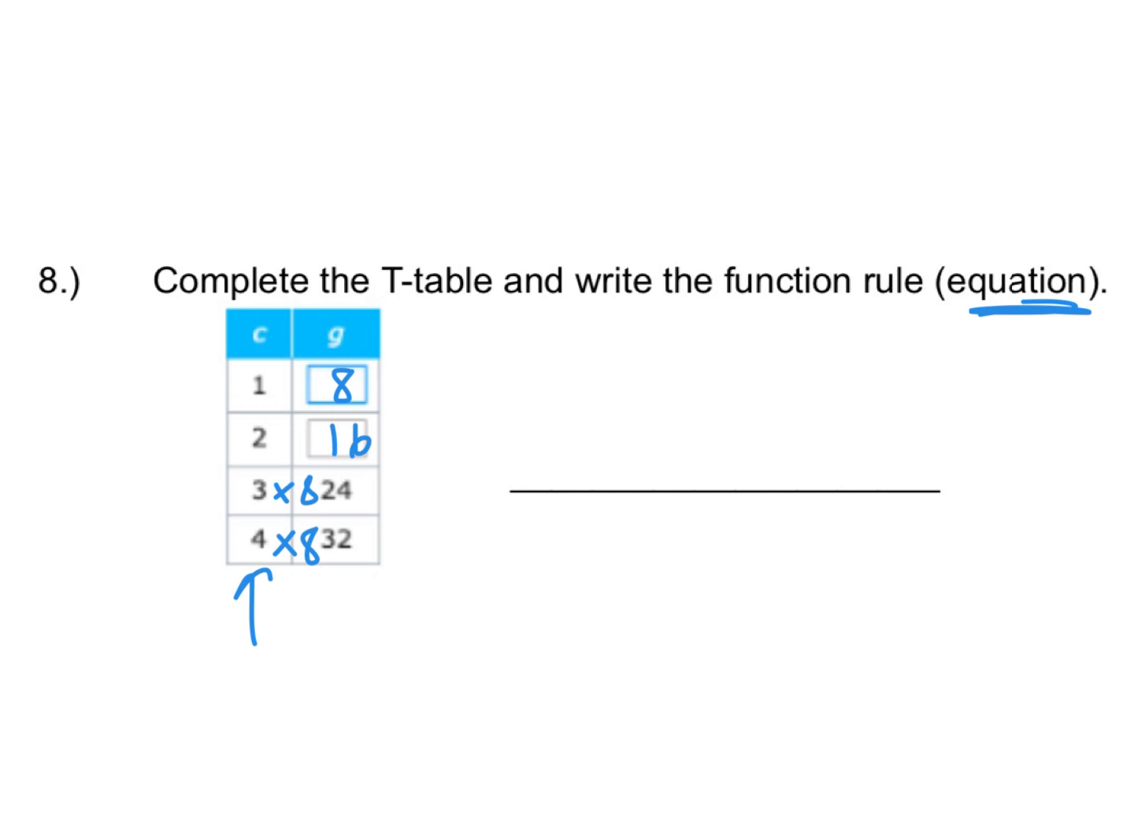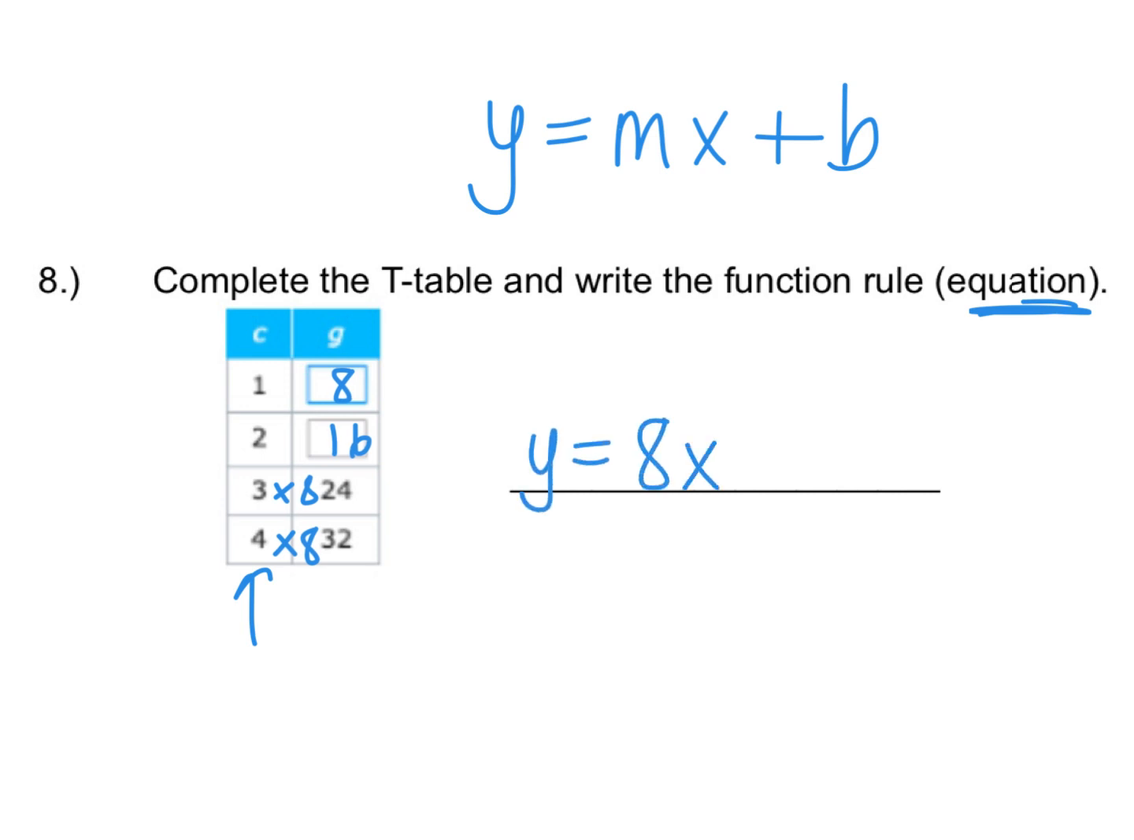So remember, when we were writing equations, y equals mx plus b. Okay, so we know our rate. We know we're going to times by 8 each time. So I know y equals 8x. Now, is there a b? Is there a y-intercept? That would be the same as if there was a 0 on this table. If I did 0 times 8, I would get 0. So there is no y-intercept, so my equation is just y equals 8x.